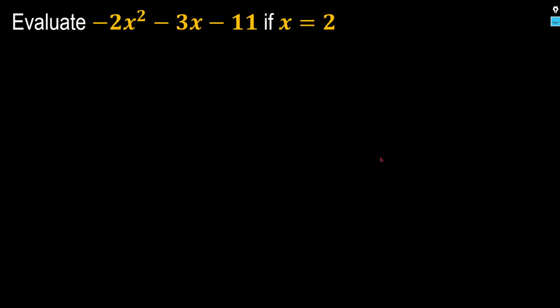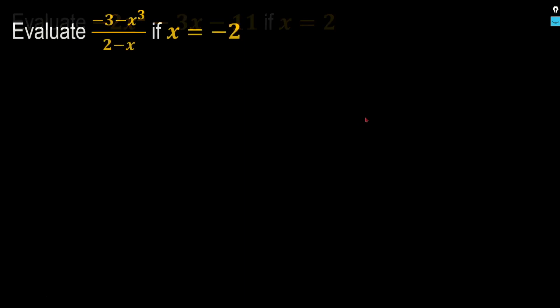A similar item, still evaluation. So we have the expression negative 3 minus x cubed all over 2 minus x. And we're supposed to evaluate that given that x is negative 2. Okay? Once again, pause the video, hit play when you have an answer. Right. Now that you've pressed play, as expected, you should already have an answer here.